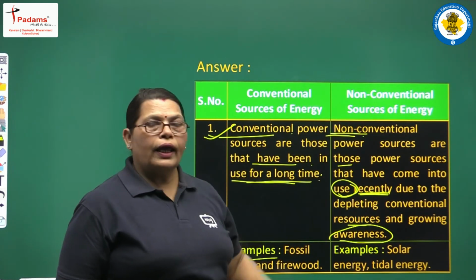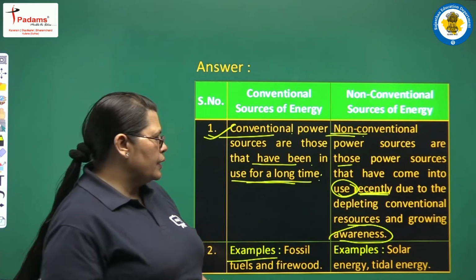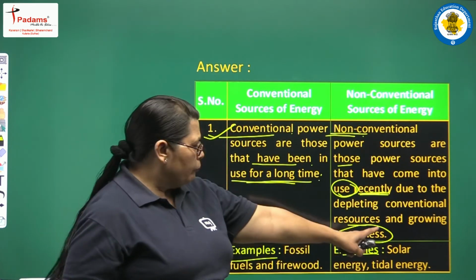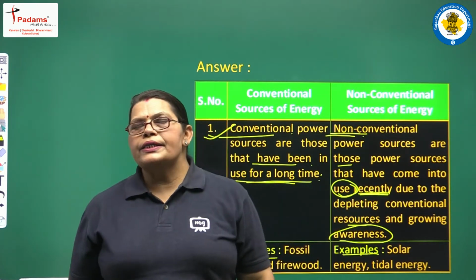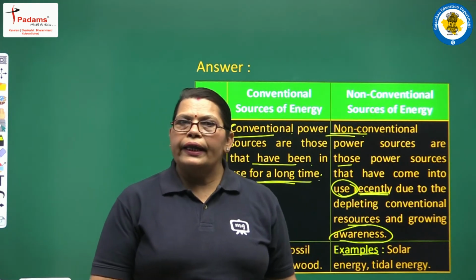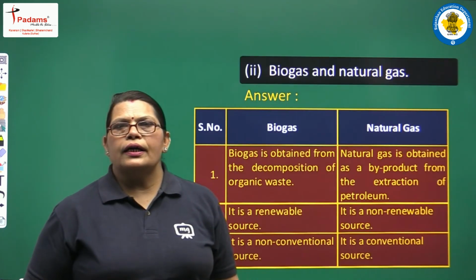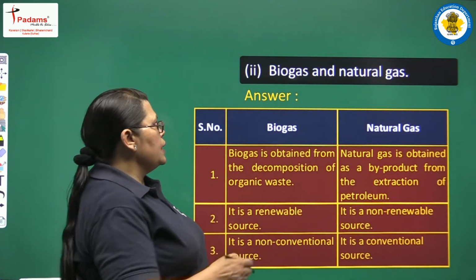And what about non-conventional? In the non-conventional energy, there are some examples. For example, here solar energy as well as tidal energy, wind energy, etc. So here is the distinction between these two.